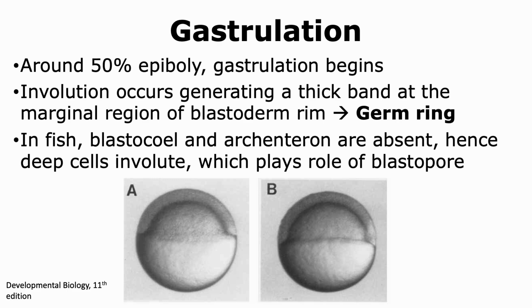Now in fish development, the blastocele and archenteron are absent. If we compare this with amphibian development, we saw the presence of a blastocele, which was that fluid-filled cavity that is surrounded by cells, and we don't see that in the case of fish embryogenesis. We also saw the formation of an archenteron and a blastopore, and hence in the case of fish, the archenteron is once again not developed. Hence, for a blastopore to form, the deep cells undergo involution.